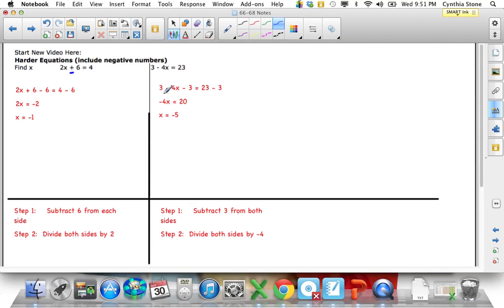The next step, you do the add or subtract, and then you do the divide. Divide each side by negative 4. 20 divided by negative 4 is negative 5. Okay? So always this step, then this step.